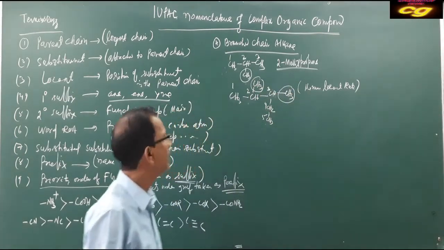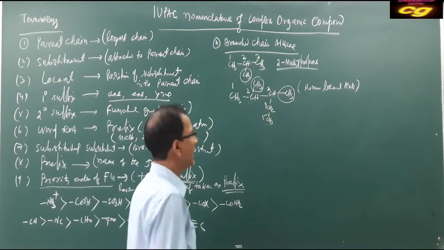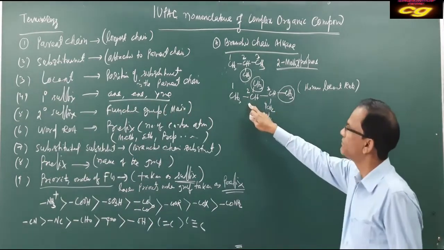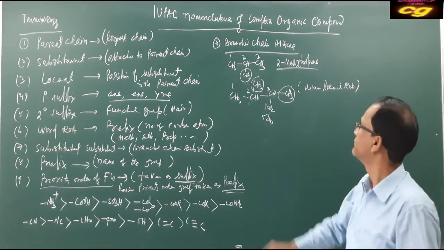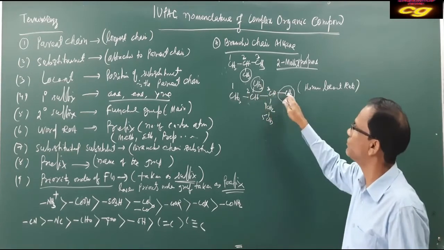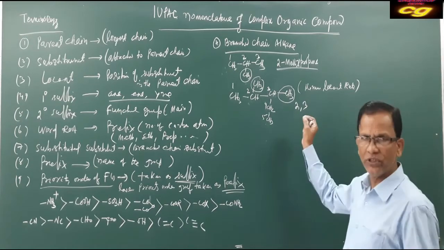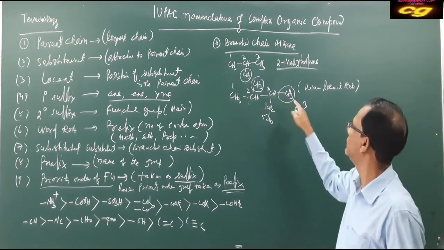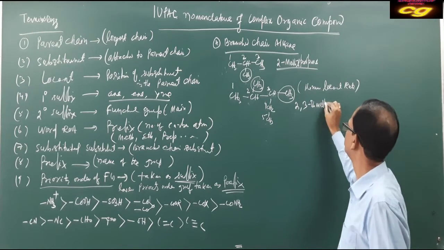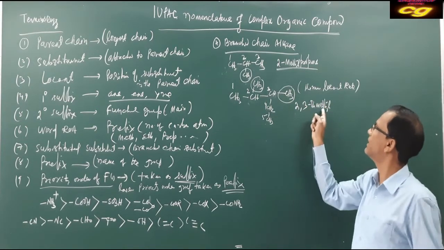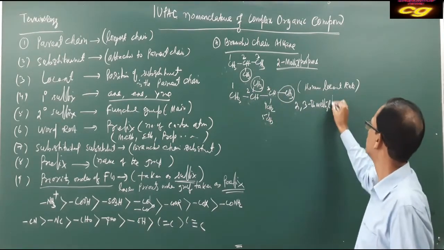2 methyls are there. If 2 methyls are there, we can use di. And what are your locants? If the substituents are the same, they can be written together. So the locants will be 2 position methyl, 3 position methyl. So what is the name? 2 comma 3. Comma will be used between the numbers. 2 locant, 3 locant, then hyphen, then dimethyl. 2 methyls are there, that's why dimethyl. Then the parent chain contains 5 carbons. It is an alkane, so it is pentane.